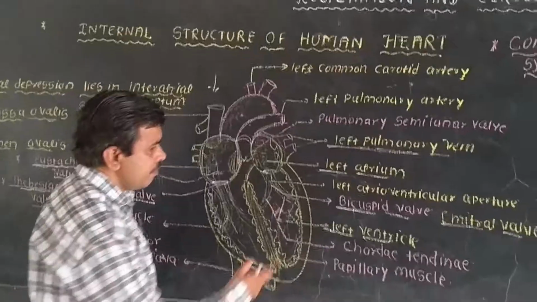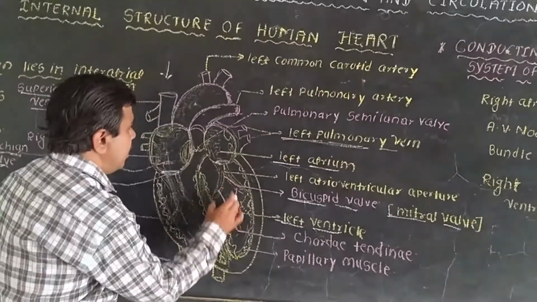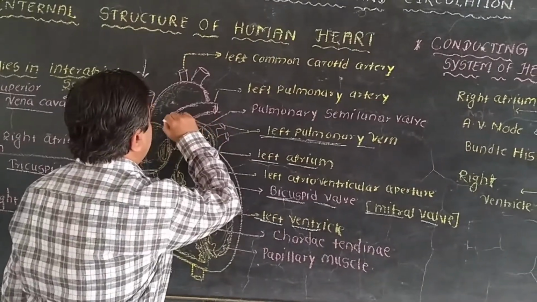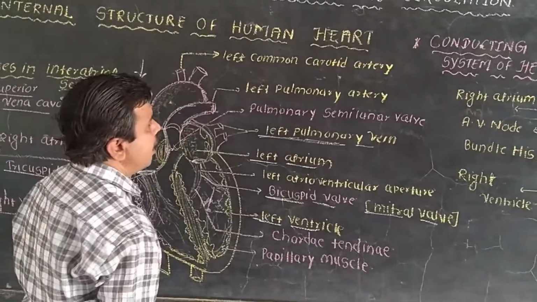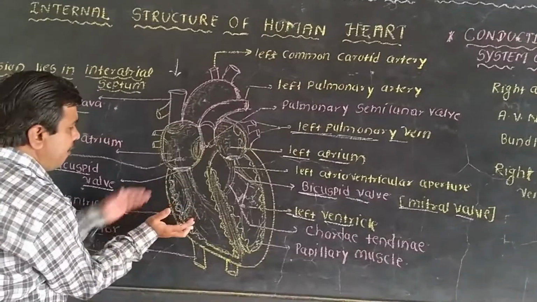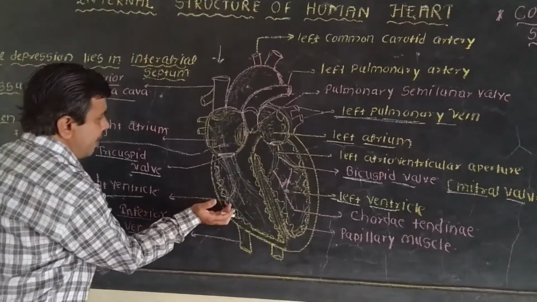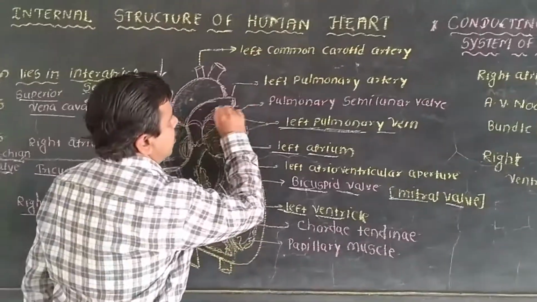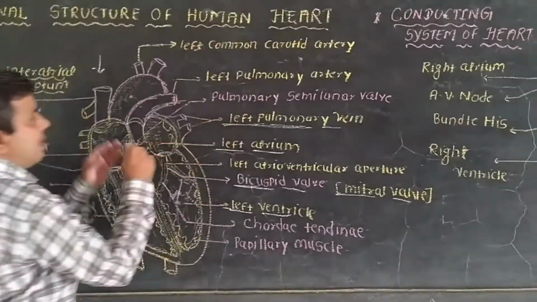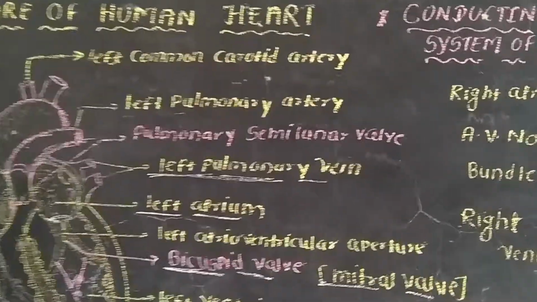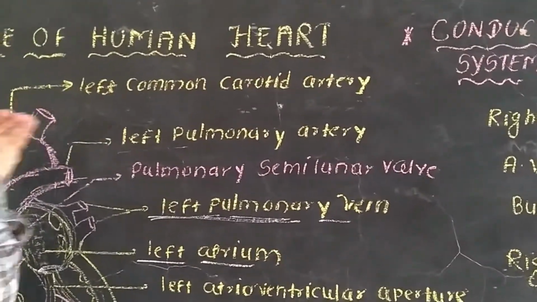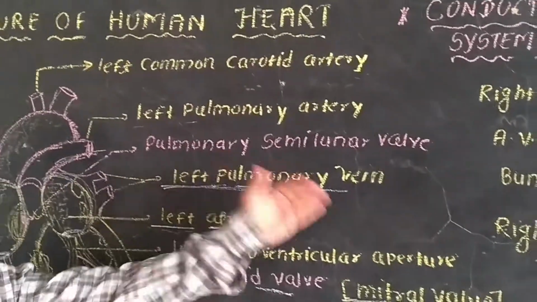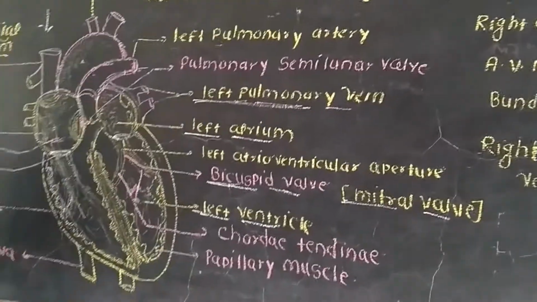Then from the left ventricle the blood goes into the aorta, and it supplies the whole body. And from the right ventricle the pulmonary artery arises, the pulmonary trunk, and this pulmonary trunk transfers the blood toward the lungs for its purification.